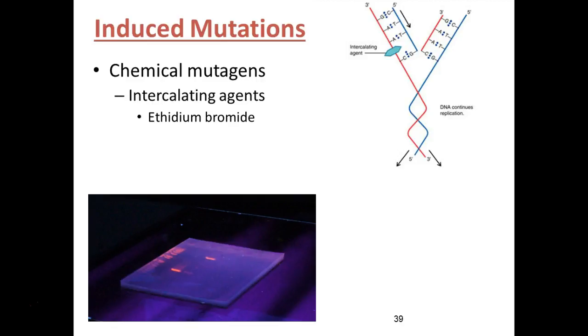So this chemical mutagen is a specific one that a lot of scientists that do molecular biology would work with. I have worked with this chemical known as ethidium bromide. It's in a class of chemical mutagens known as intercalating agents. And what that means, as you can see in this picture, is that it binds to the DNA in between the bases.